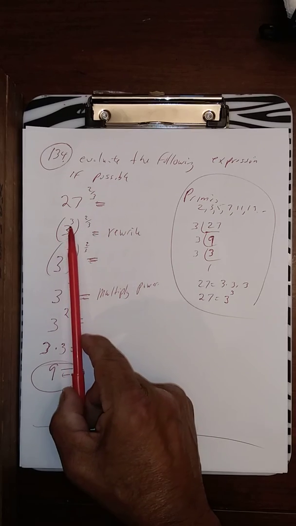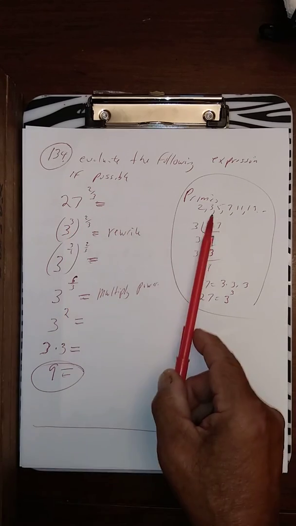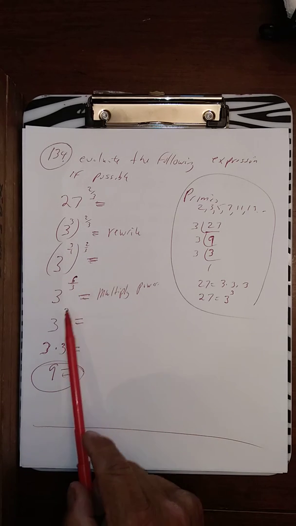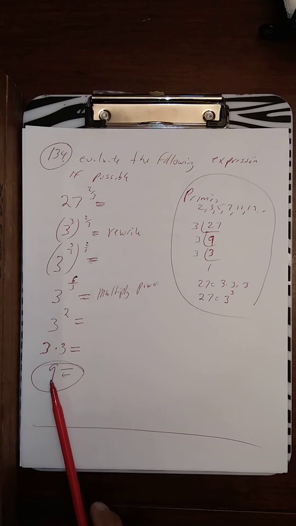27 to the 2/3. 27 is 3, 3, 3. Right there, 3 to the 3 over 1. That times that is going to be 6 over 3. That's going to be 2. 3 times 3 is 9. We're done.